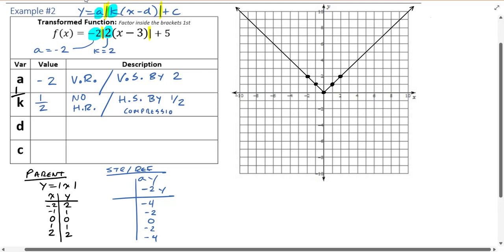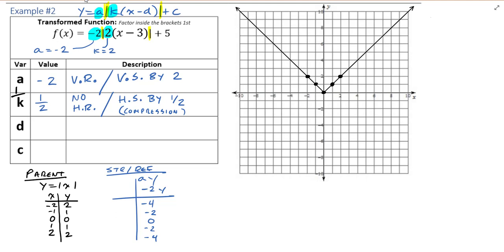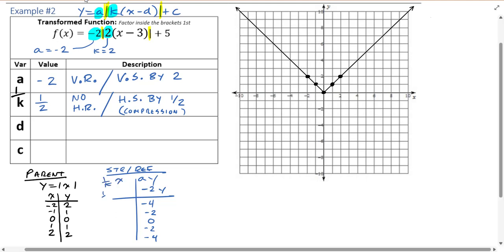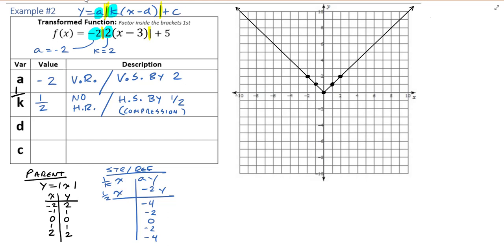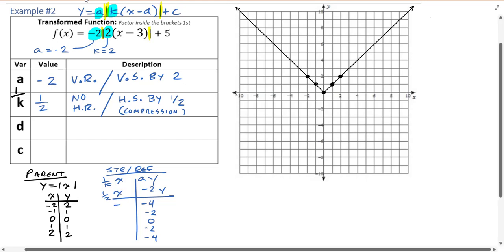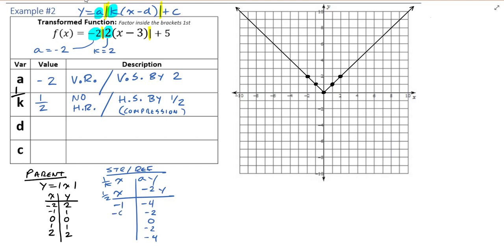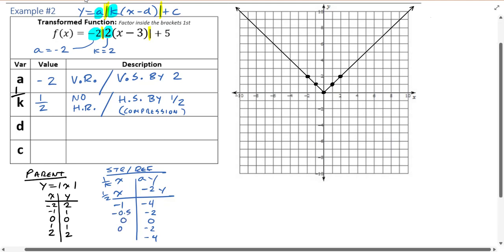So let's have a look at what this looks like. Okay, so let's take all the x coordinates, and we're just going to multiply them by that. So 1/2 times the x's. Now, multiplying by 1/2 is exactly the same as dividing by 2. So just divide them all by 2. So I get -1, -1/2, 0, 1/2, and 1.